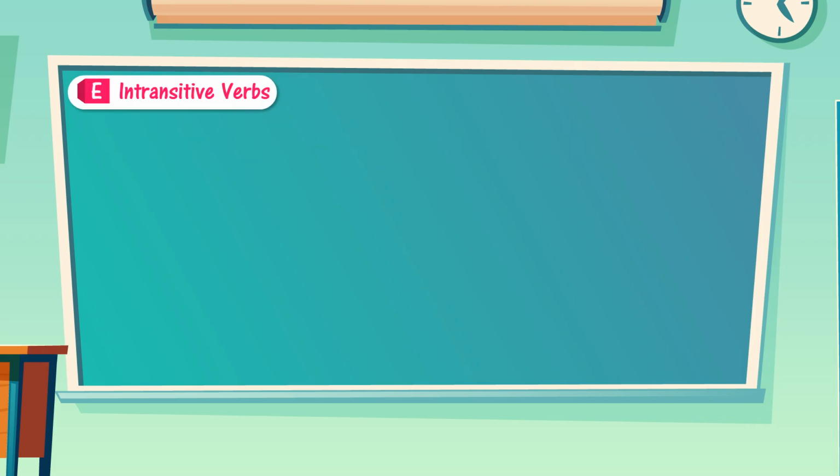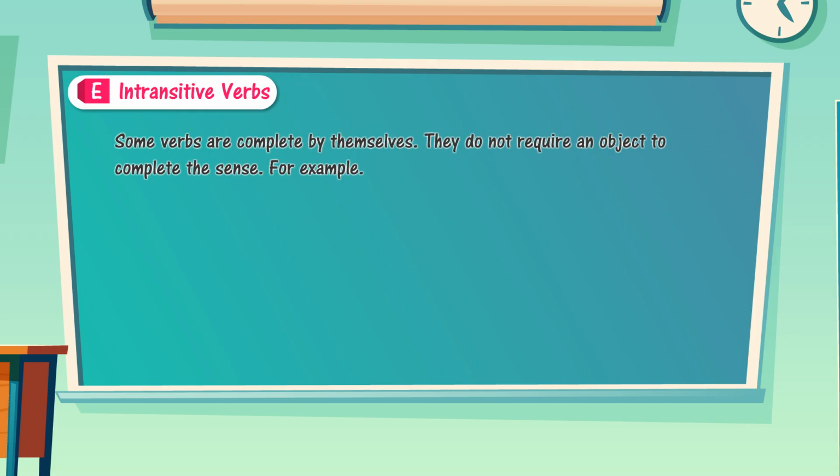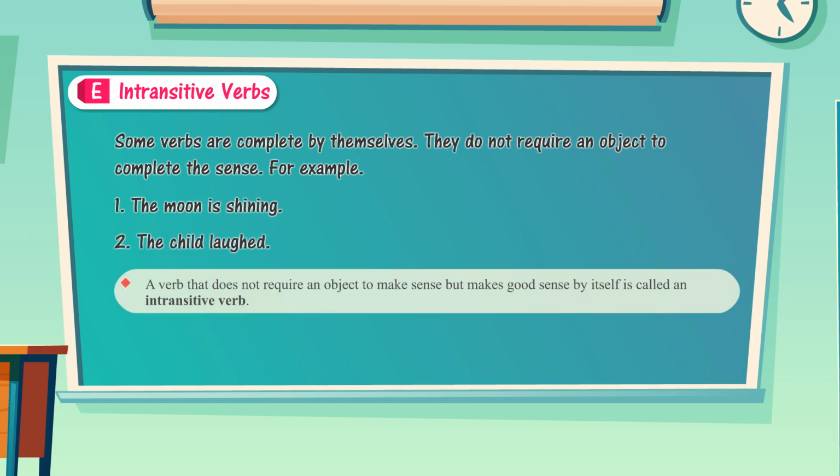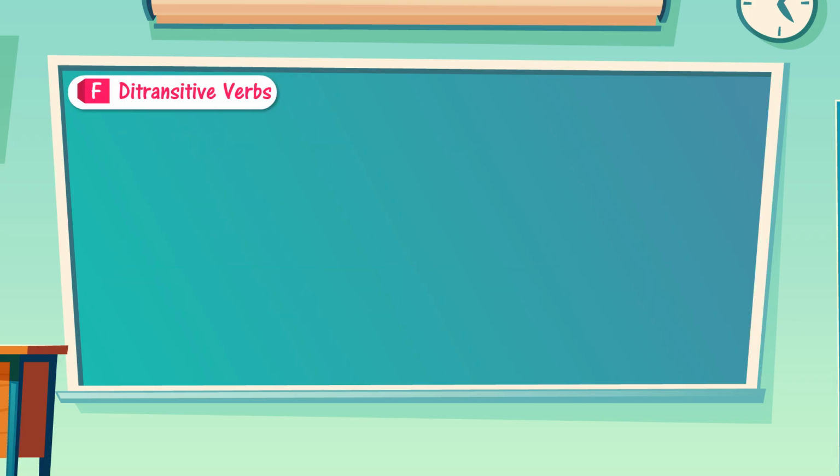E. Intransitive verbs. Some verbs are complete by themselves. They do not require an object to complete the sense. For example, 1. The moon is shining. 2. The child laughed. A verb that does not require an object to make sense but makes good sense by itself is called an intransitive verb.